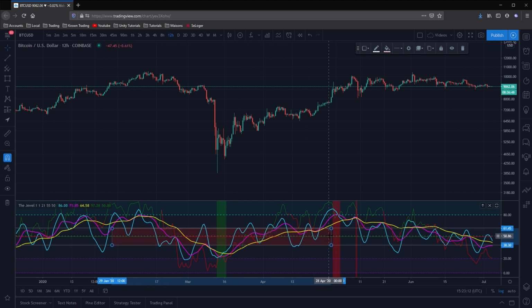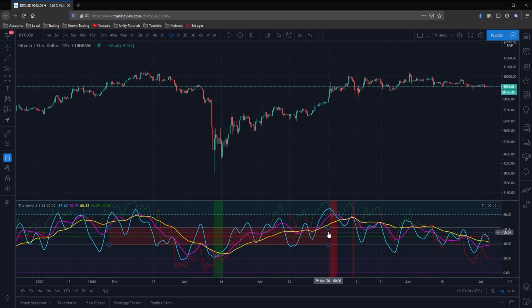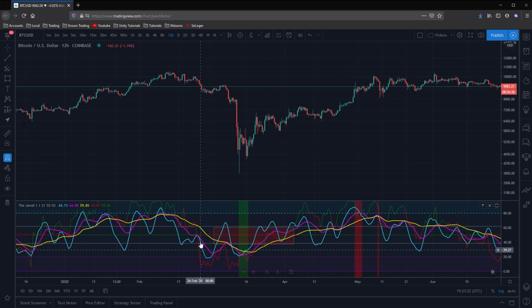People on Discord will tell you not to play those most of the time because the jewel is a momentum oscillator, right? So what does that mean? It means that if you get a signal like this one right here, I'm gonna highlight this better a little bit.